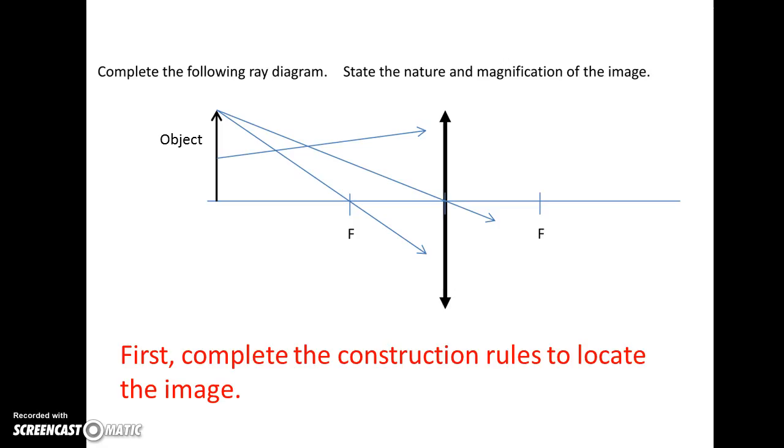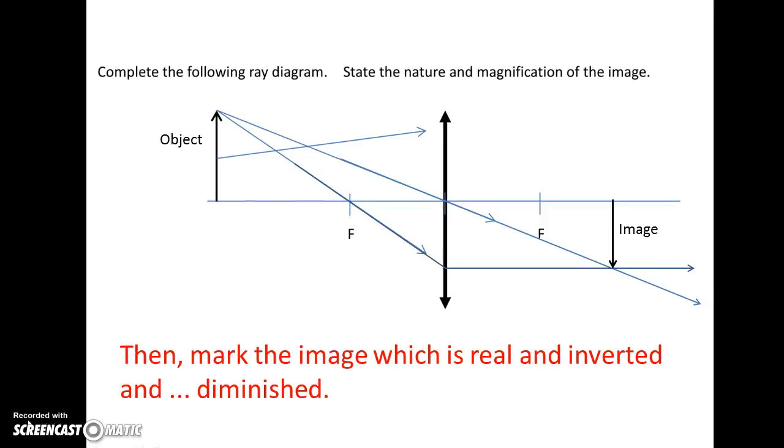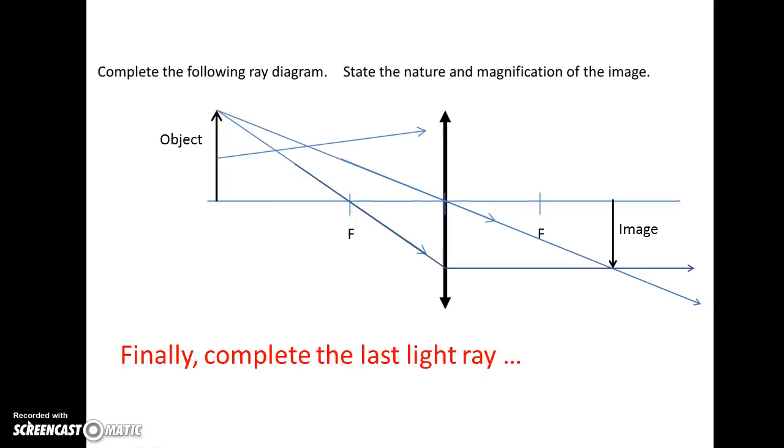Next, what about this question? First, you have to locate the image of the tip of the object. In this way, it will be here. So the image is inverted, and all inverted images must be real. And lastly, it is also diminished.